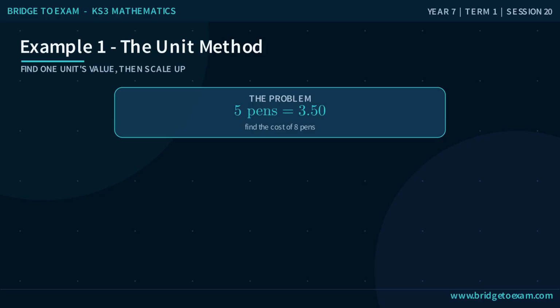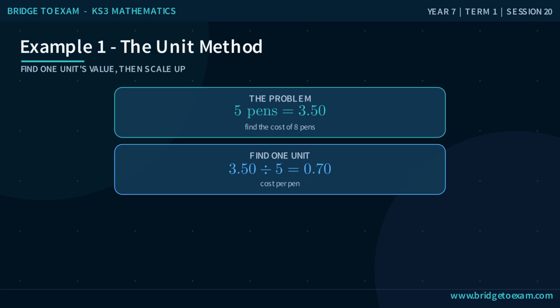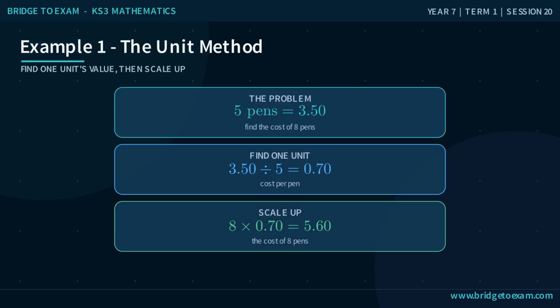5 pens cost £3.50. Find the cost of 8 pens. First, find the cost of a single pen. 350 divided by 5 is 70 pence per pen. Multiply that unit cost by the number needed. 8 times 70 pence is £5.60.